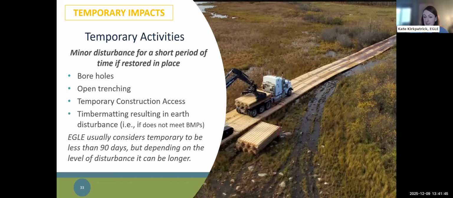Timber matting through wetland can be a temporary impact that needs a permit if conditions are such that you're not able to meet the BMPs and the activities would result in dredge or fill. If you're not sure if something would be considered a temporary impact because the scope is very large or maybe the timing is longer than a construction season, definitely please discuss these with EGLE staff prior to submitting a permit application.